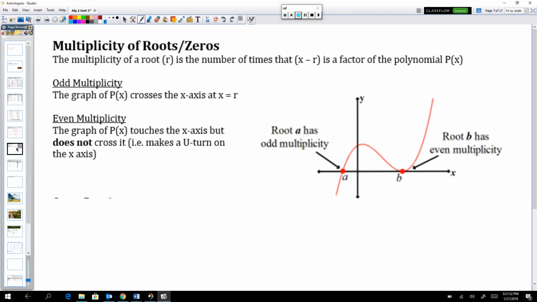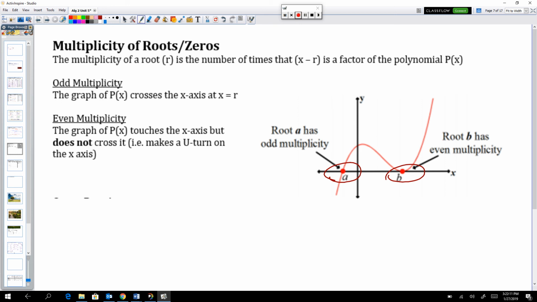Now let's talk about multiplicity. Multiplicity is something that describes an individual root of a polynomial. And roots, of course, are found at the x-axis. Roots and zeros at the x-axis. So here's a root here and here's a root here. Basically, how is the graph interacting with the x-axis?